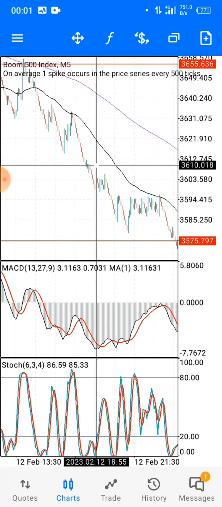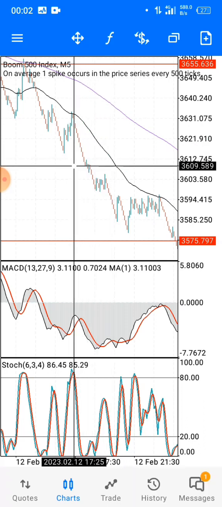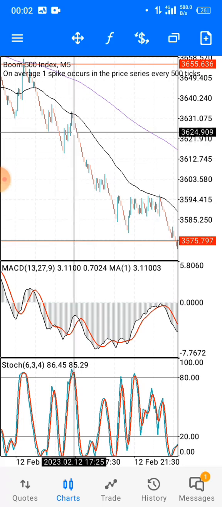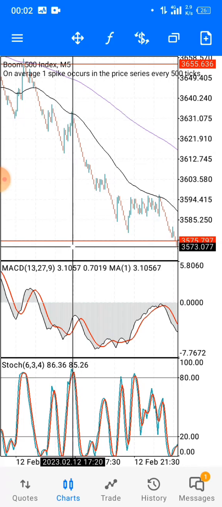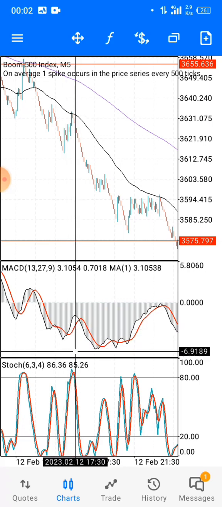And we only enter if there is a good separation between the 50 and the 200 moving average, if they are showing a clear downtrend, if they are not crossing over each other just like that. So after that we wait for a pullback to the 50 moving average. Our MACD is below the level 0. We enter when the stochastic crosses over here.